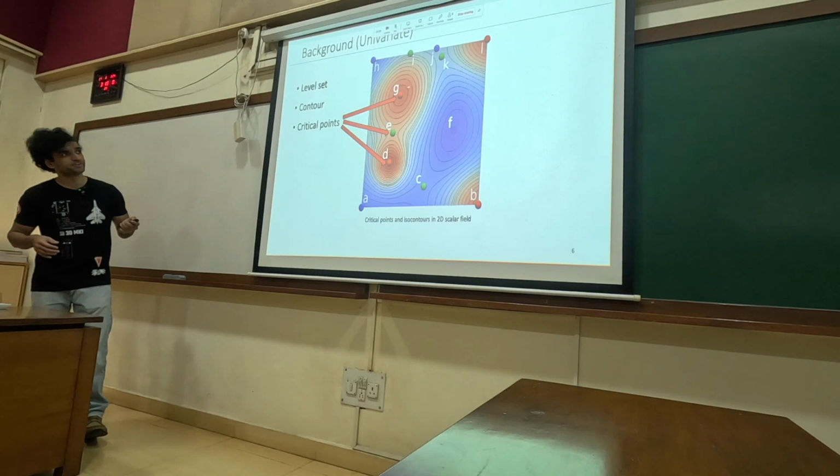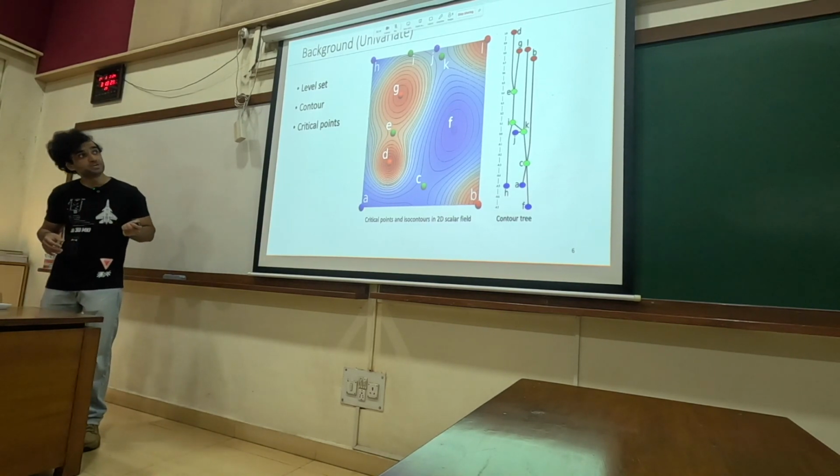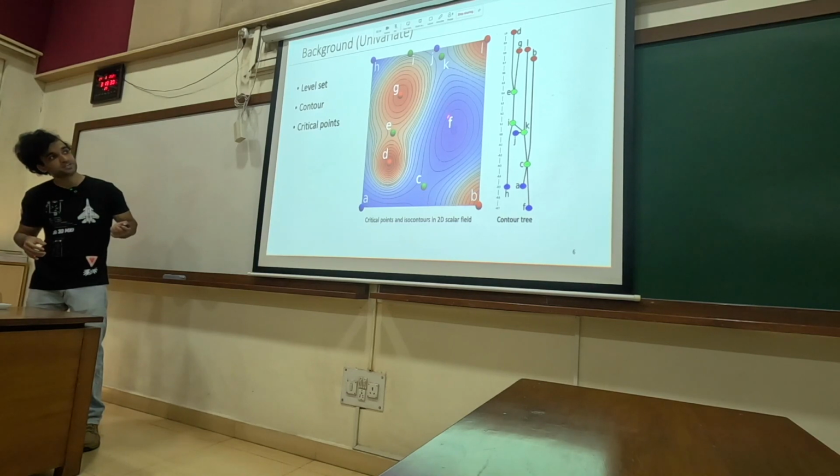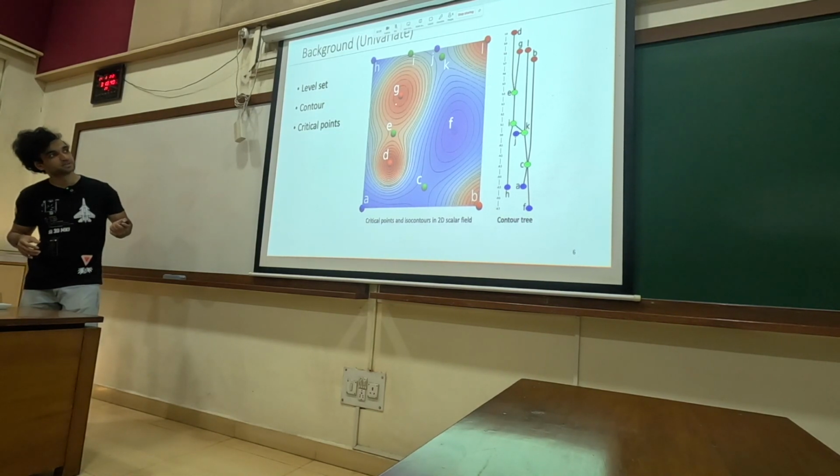Critical points are the points where these level sets change topology. For example, at G and D maxima, the contours are originating. Then at saddle E, they are merging. Two contours are merging into one component. And eventually at H, A, and F, they are vanishing. This evolution of level sets can be captured in an abstract representation called a contour tree. Here we can see that arcs originating from G and D are merging at saddle E, which represents the evolution of contours from G and D merging at E.